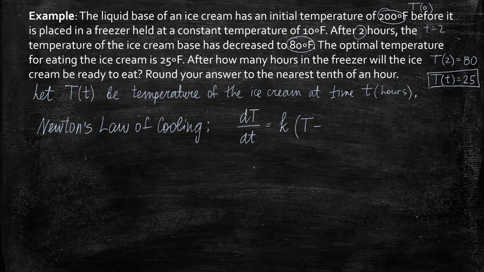And in this case, this is one thing I missed, the freezer is what's cooling the ice cream, and the freezer is kept at 10 degrees. So the bigger the difference between the temperature of the ice cream and the freezer, the quicker the ice cream will be cooling off. So again, initially it was at 200 degrees. It will be rapidly cooling off, but the closer it gets to 10 degrees, the slower the rate of cooling will be. So again, this is called Newton's law of cooling.